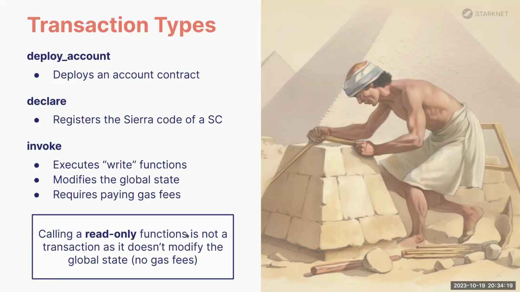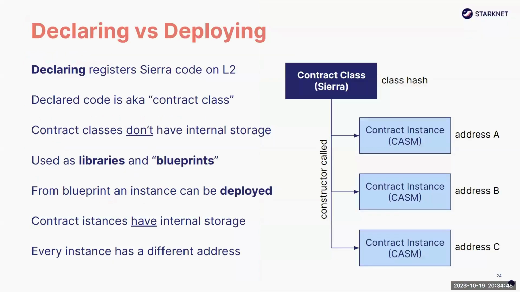Calling a read-only function is not a transaction, as it doesn't modify the global state. So you're not paying any gas. So these are the types of transactions we have. When we get to Starknet architecture, we get to see transactions in depth, and the transaction lifecycle, but this is an introductory class, in order not to overwhelm us with too much information, right? So these are the reasons why we're touching this concept at a surface level.